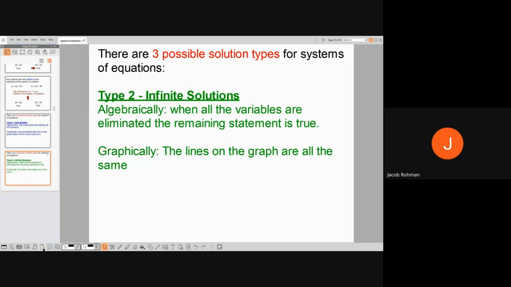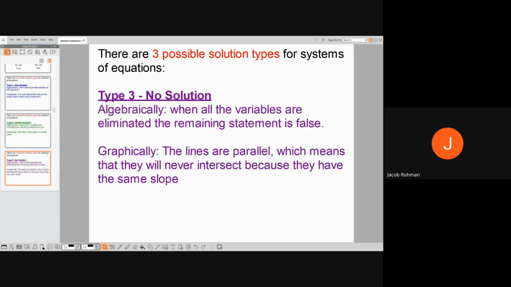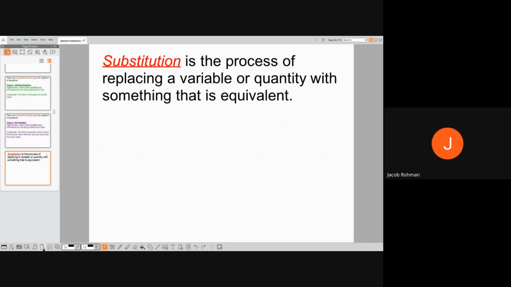The second type of solution is infinite solutions. Algebraically, that's when all the variables are eliminated and the remaining statement is true. Graphically, the lines on the graph are all the same. The third type of solution is no solution. Algebraically, that's when all the variables are eliminated and the remaining statement is false. Graphically, the lines are parallel, which means they will never intersect because they have the same slope. And again, substitution is the process of replacing a variable or quantity with something that is equivalent.